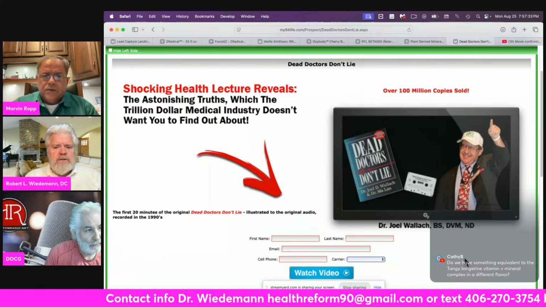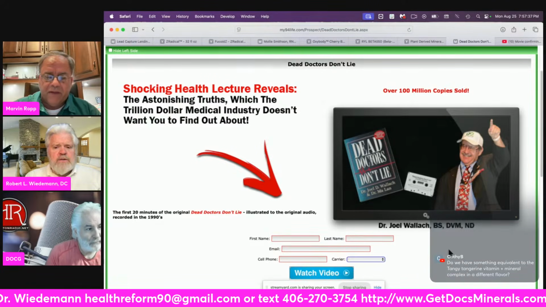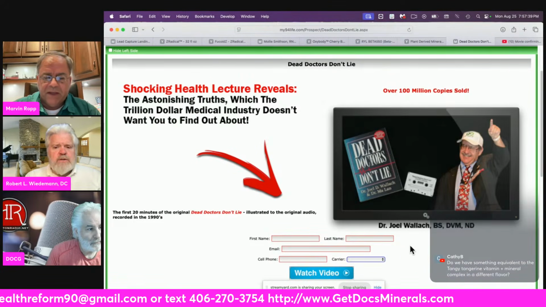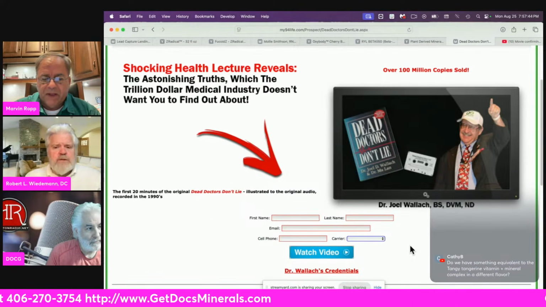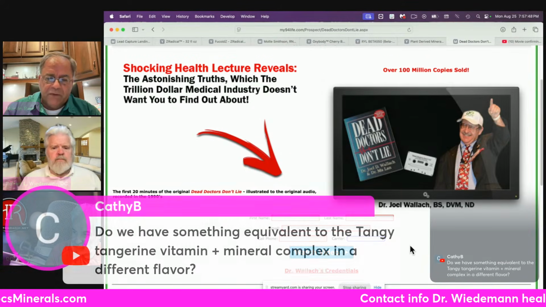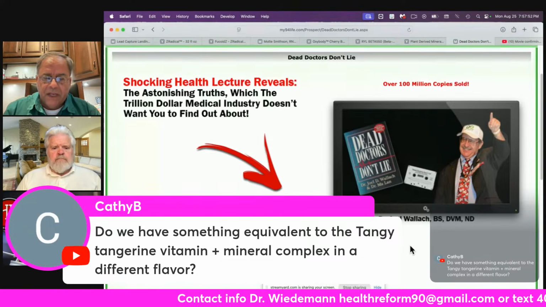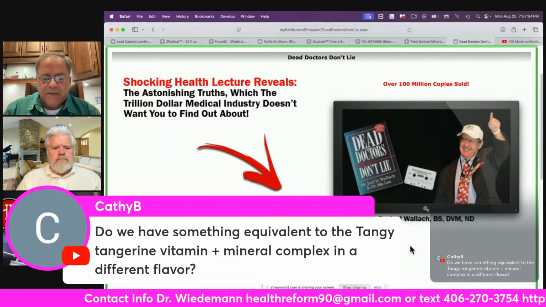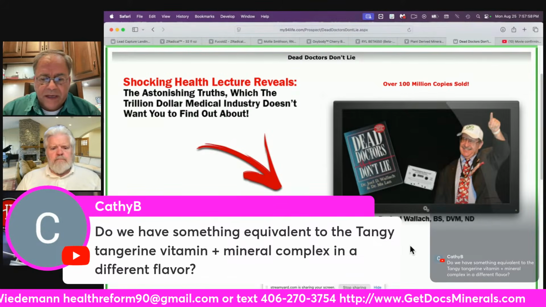Okay. So the first step is if you want to be part of our team, just go ahead and fill out the personal information: first name, last name, email, cell phone, and carrier. If you have a cell phone, just leave it blank. If you don't have a cell phone, well, just put your home phone in there. But this information is all we need, and that starts the ball rolling for us to get in contact with you.